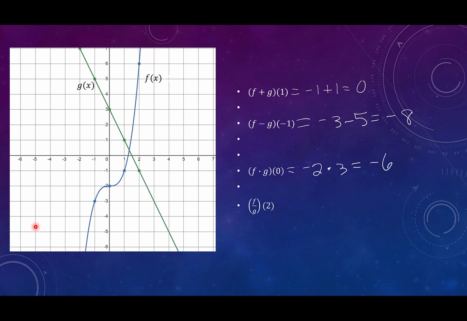Our last one says f over g of 2. So f of 2 way up here at 6. G of 2 is down here at negative 1. So I have 6 over negative 1, which gives me negative 6.